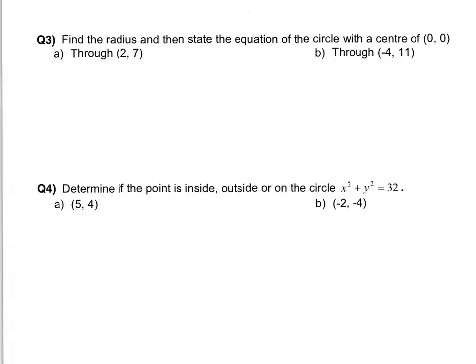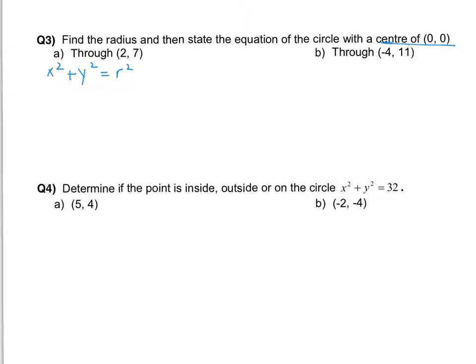Okay, we're looking at question 3 here. Find the radius and then state the equation of the circle with center of 0, 0. So if I just told you to find the equation of the circle passing through the point 2, 7, and that has a center of 0, 0, in general what we know is that an equation for a circle has the format of x squared plus y squared equals r squared. And that's true as long as its center is at 0, 0.